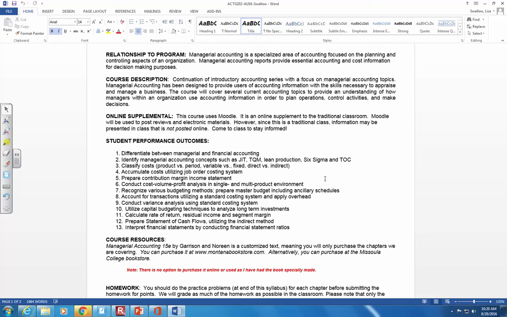So when you're done, number 10, you're going to be able to use capital budgeting to determine what long-term investment is most strategically viable for your company. So you have no idea what any of that means right now, but you will. And at the end of the class, I should be able to say to you, calculate net present value, calculate internal rate of return, and you will recognize those as capital budgeting techniques.